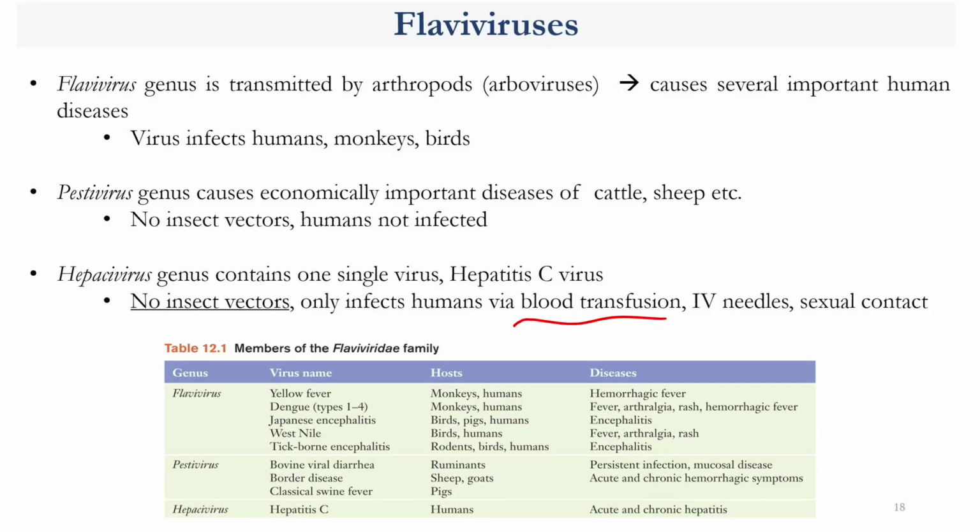And here are the different genera and the names of the different viruses, the host, and the kinds of diseases they can cause. So as you can see, they do cause fairly intense diseases. So for example, hemorrhagic fever, encephalitis, swelling of the brain, okay, etc. So they are very important, and they do cause several important human diseases, okay?